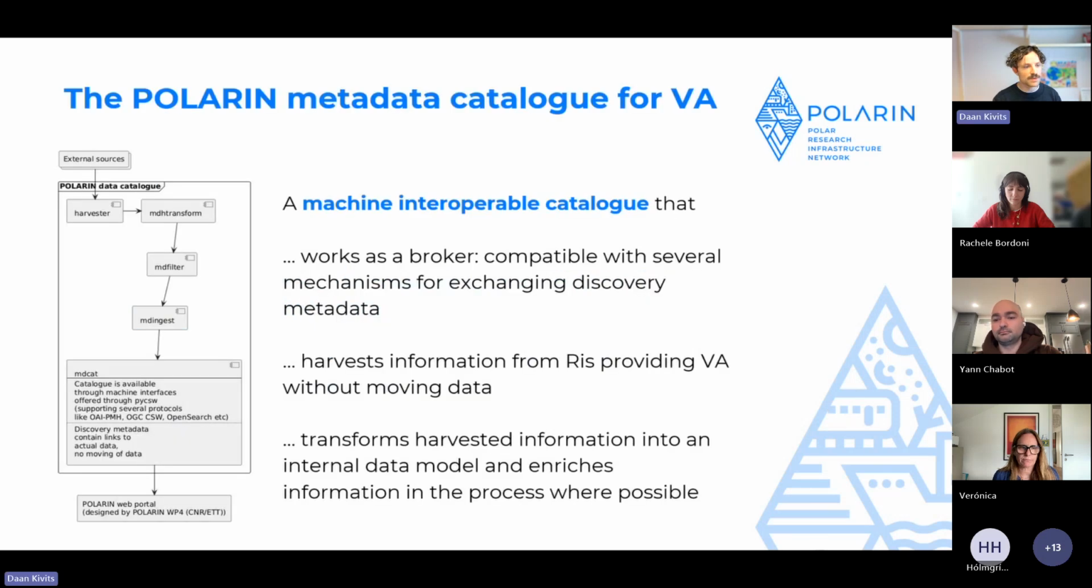Yeah, so the main thing that we focus on for virtual access is the POLARIN metadata catalog, and all of the data offered for virtual access should be coming through this. It is a machine interoperable catalog that works as a broker. This means that it's compatible with several mechanisms for exchange and discovery metadata. It harvests information from the RIs that provide virtual access. And the cool thing is that it does this without moving the data around.